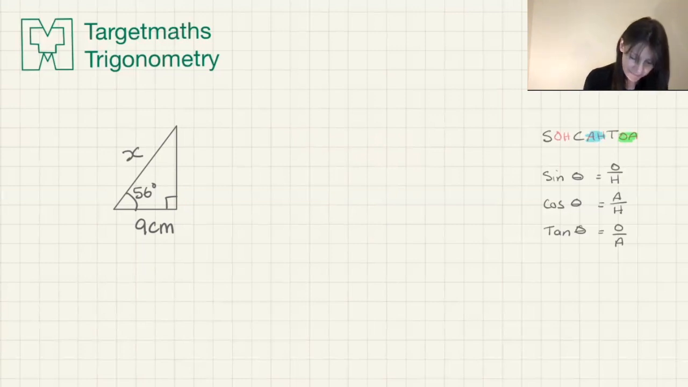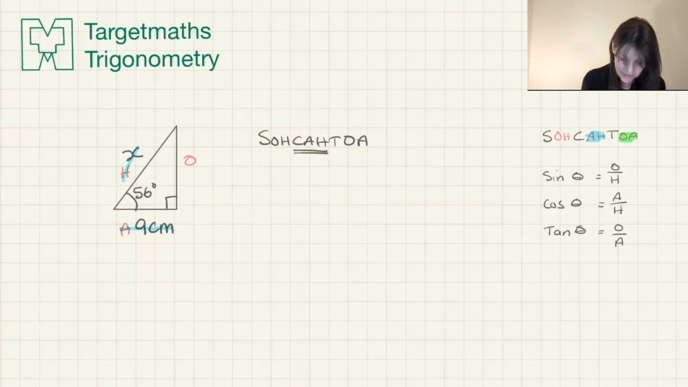Okay, so opposite, hypotenuse, adjacent. I have A that's important and I've got H that's important. I'm still going to write it out in full, so I never forget. SOHCAHTOA. I have my A and H, which is that one. So it's cos theta equals A over H.